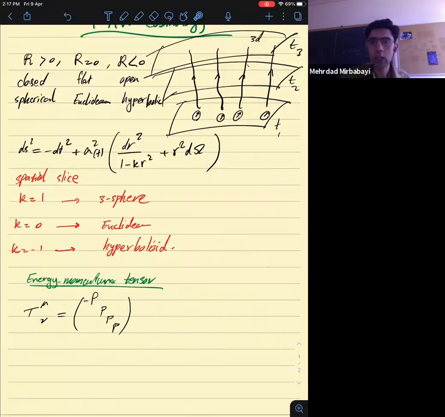Why is this like that? Because T0i is a vector, and therefore it has to be 0 because there is no preferred direction.